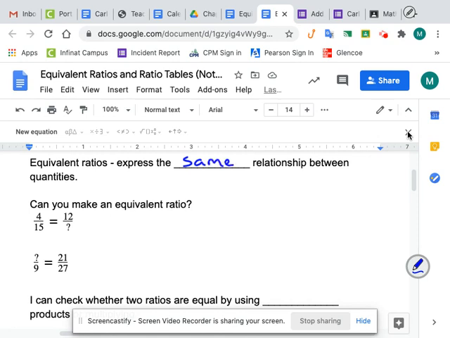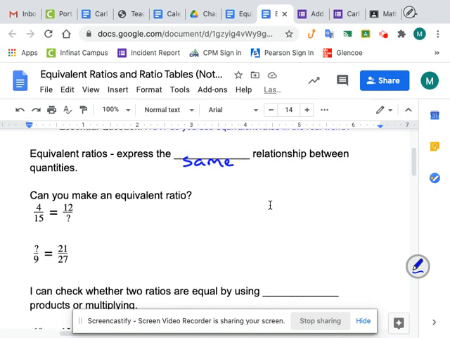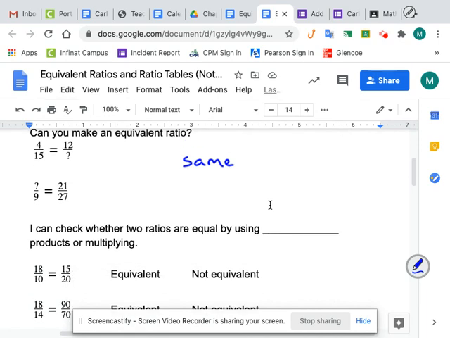The next part is, can you make an equivalent ratio? You all can. You're really just looking to make sure, what do I multiply to get to the numbers that I'm given? Well, 4 times 3. So I'm going to do that on the top and the bottom. When I do my multiplication, I end up with 45. So 4/15 is equal to 12/45.